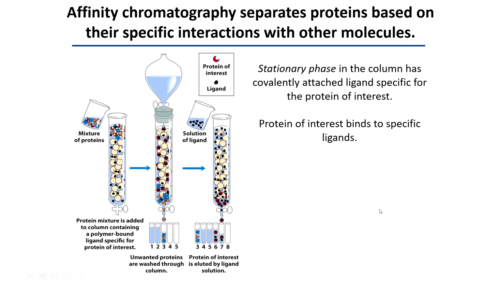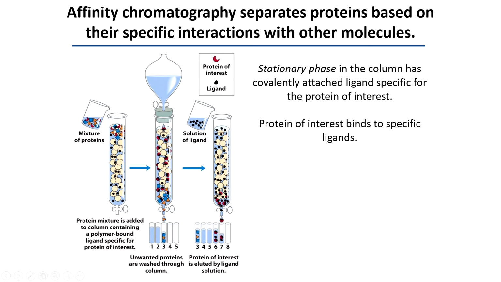And so what we can do is design the stationary phase of the column to be covalently attached to the ligand that specifically binds to your protein of interest. So if your protein of interest is this half moon, your ligand is the missing piece that binds to it. So here we have your mixture of proteins. Some of them are half moons, your protein of interest. Some of them are these triangles, some of them are these squares. And so the triangles and squares are not going to bind to the ligand that's covalently attached to the bead in the column. And so those will move through on a short path and come out first.